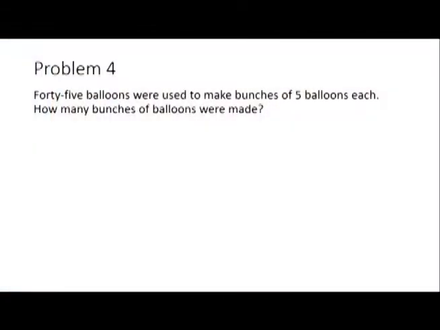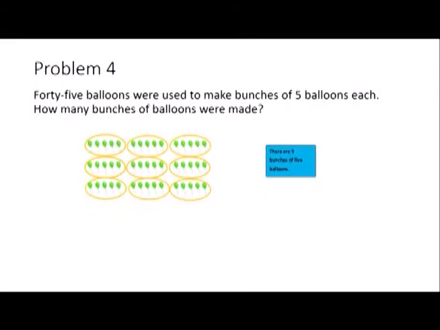So we want to look at another problem that uses the same strategy. In this problem, 45 balloons were used to make bunches of 5 balloons each. How many bunches of balloons were made? So the first thing I'm going to do is get my diagram that sort of represents or visualizes the problem.